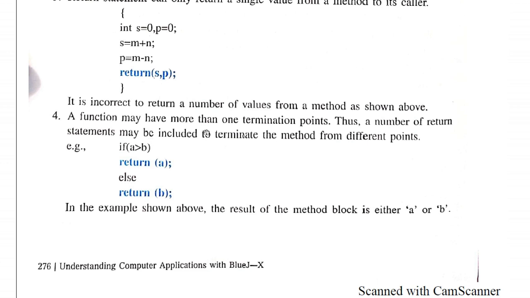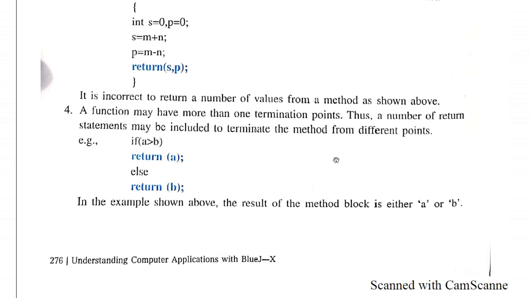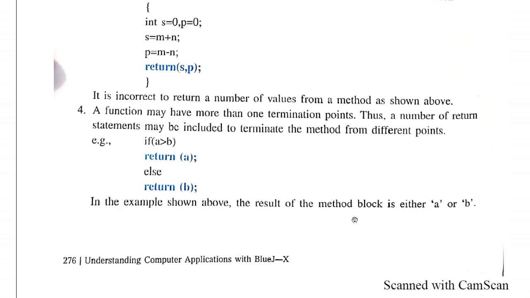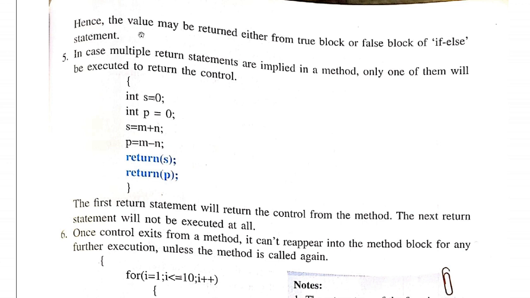Next one, a function may have more than one termination points. Thus, a number of return statements may be included to terminate the method from different points. Look at here, if a is greater than b, so we can write as return a, else return b. In the example shown above, the result of the method block is either a or b. Hence, the value may be returned either from the true block or false block of if-else statement.